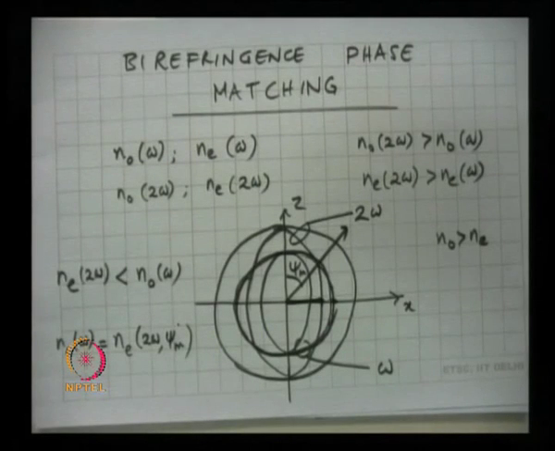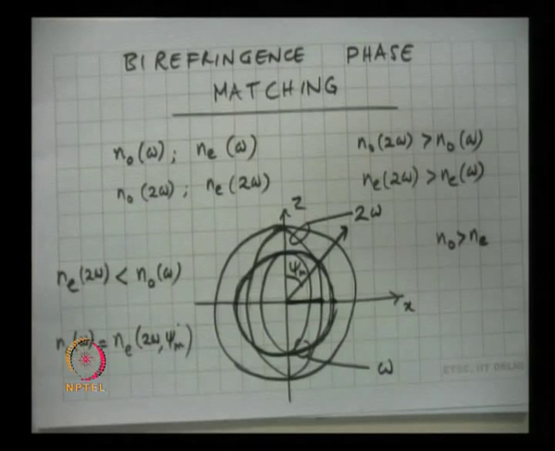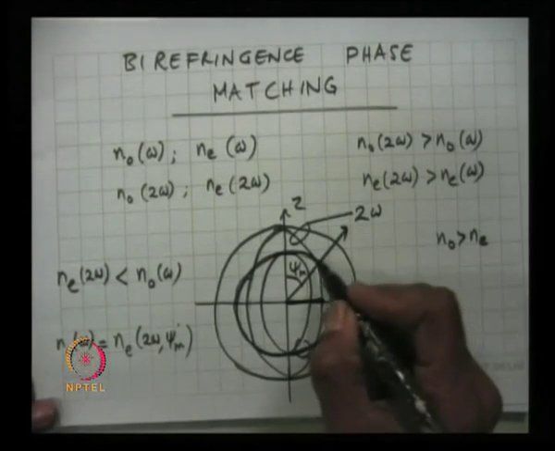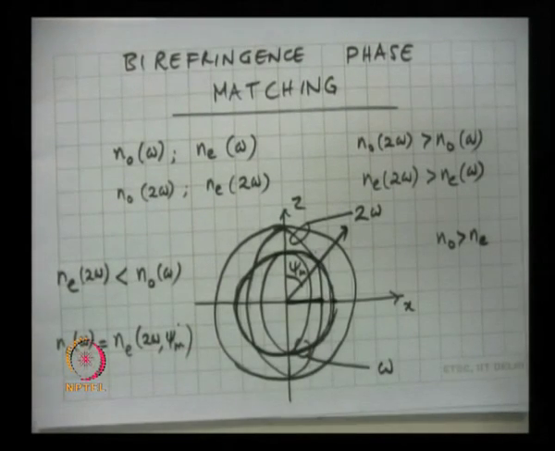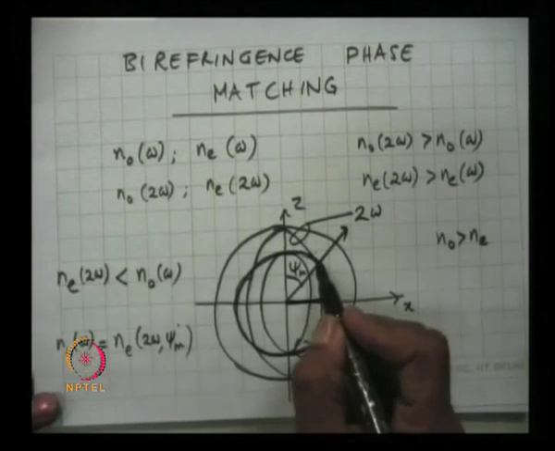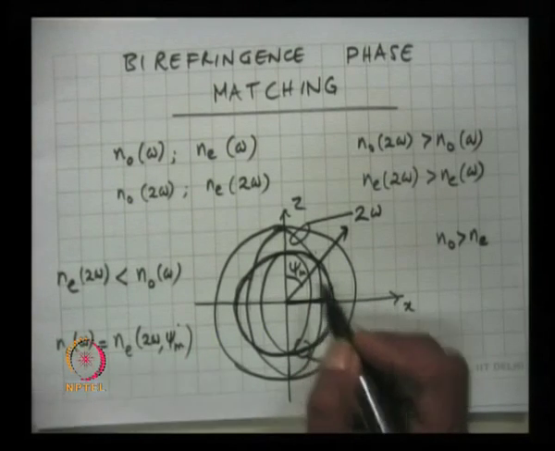Now, please note that if you deviate from this angle psi m slightly, delta k becomes finite, because although No of omega remains the same, Ne of 2 omega will change as you change the angle. So, at this point it is very critical. The angle that you need to propagate the wave in is very critical. It is called critical phase matching.